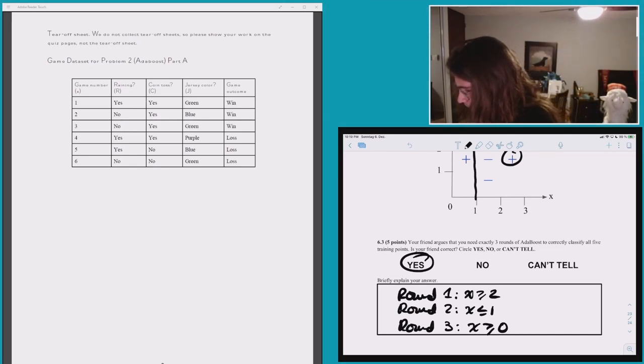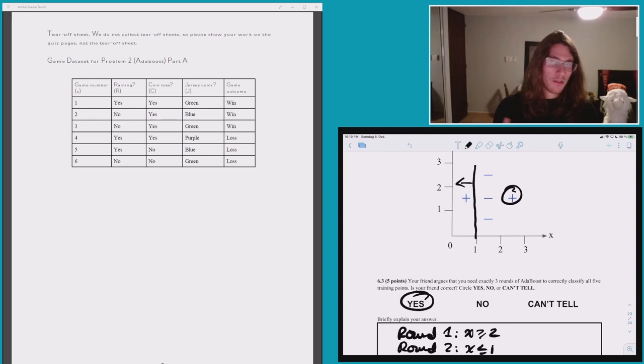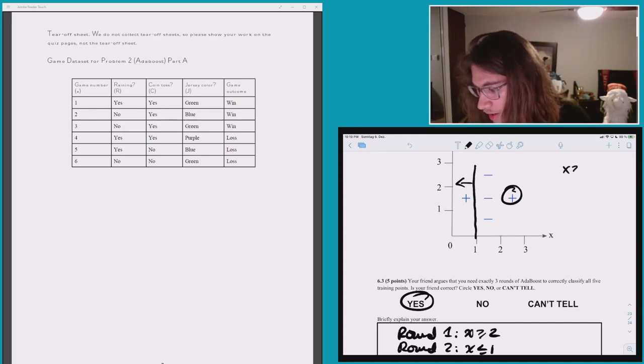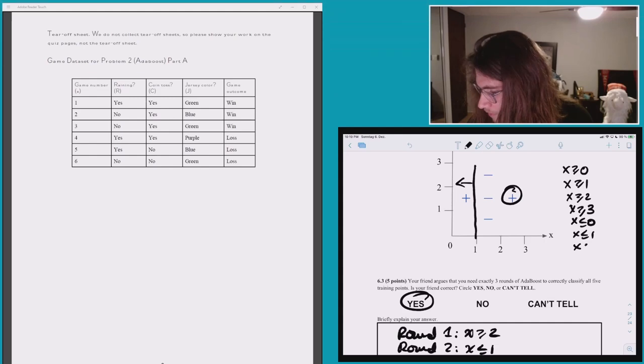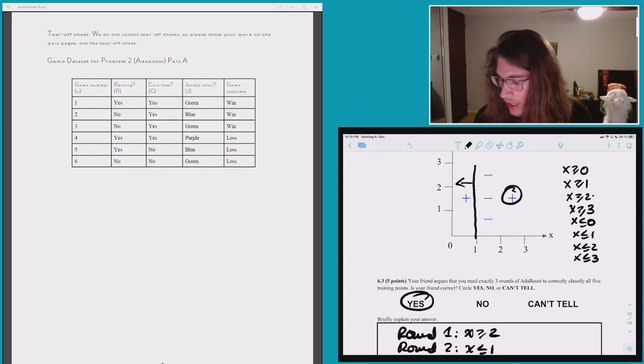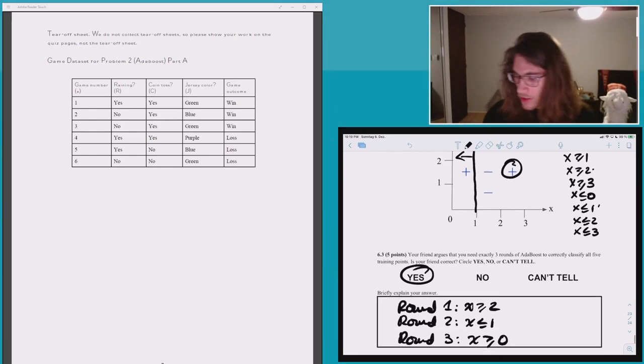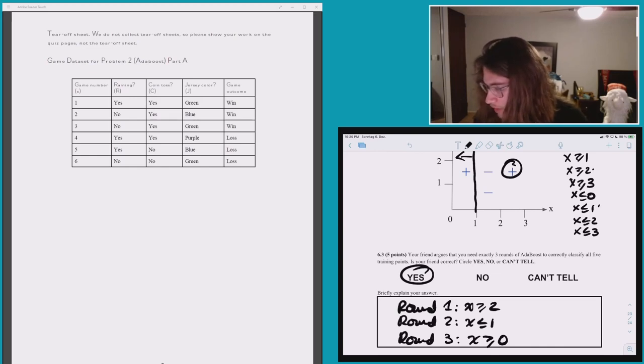The assumption that I made in order to get that solution is the following. I broke ties alphabetically, or in order from top to bottom, and this is the order in which I staged the classifiers. So if x is greater than or equal to 2 had the same minimum error rate as, for example, x less than or equal to 1, which is the case, I would have chosen x greater than or equal to 2 just because it came first in the order. And that's how I end up with round 1 choosing x greater than or equal to 2, round 2 choosing x less than or equal to 1, and then round 3 choosing x greater than or equal to 0.